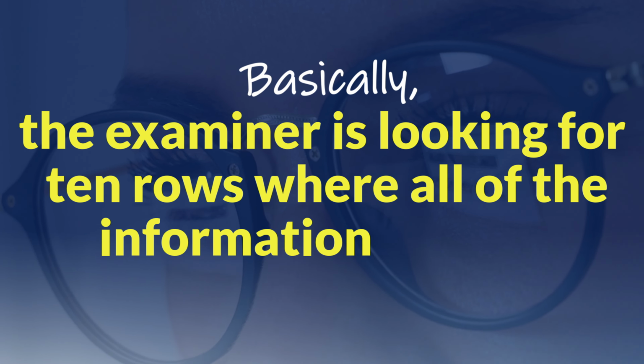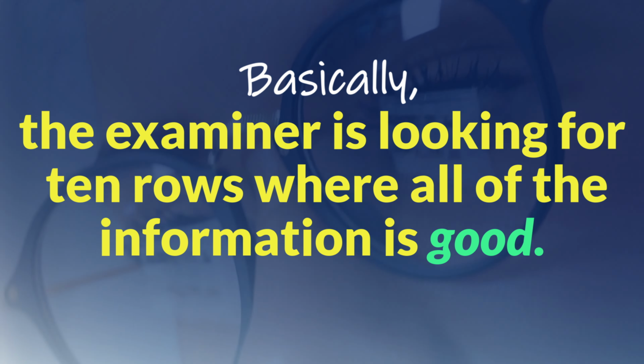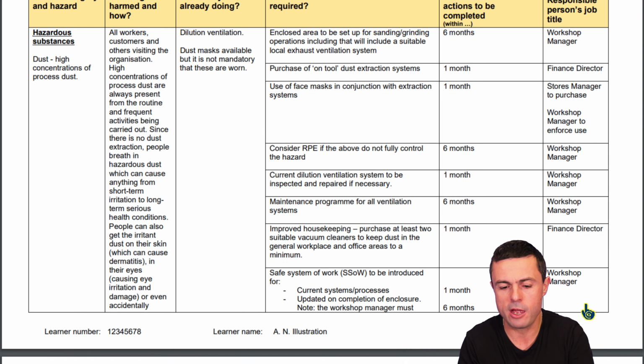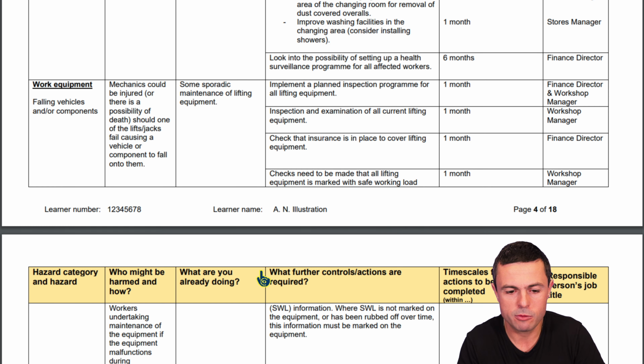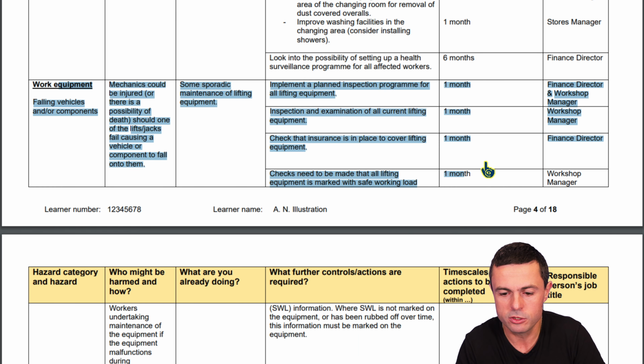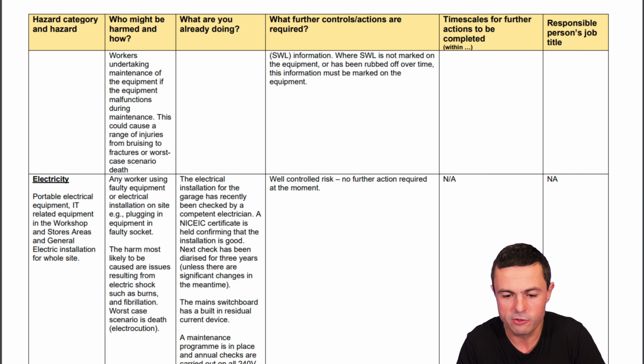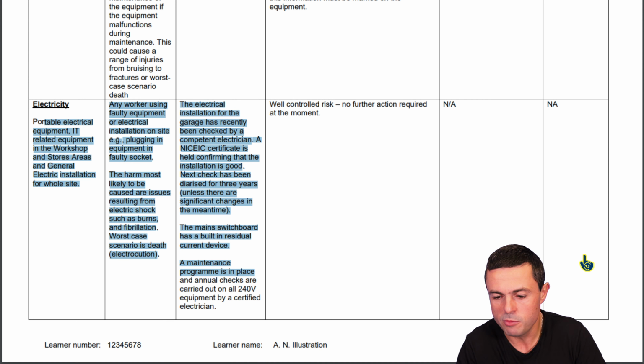Basically, the examiner is looking for 10 rows where all of the information is good, acceptable, suitable, with no problems with it. So there we have one. Scroll down here, we've got this work equipment for new vehicles. Here we've got another one where all the information's there. Got this other one here, all the information's there. Even here the NAs, that's fine as well. The examiner is counting them.